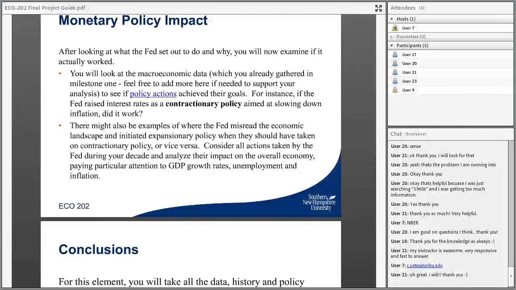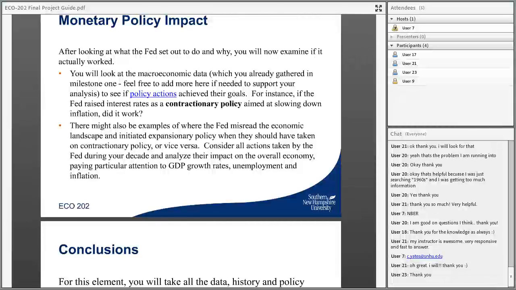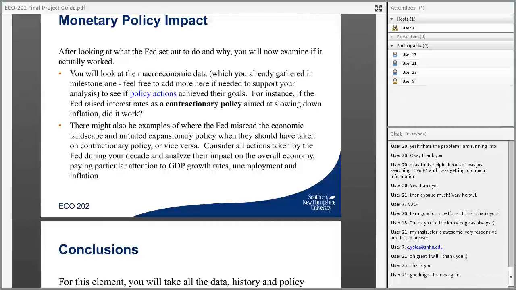If you want to, you can email me at cyates@snu.edu. If you email me, I can find you the article that I'm talking about of the Federal Reserve history, Gabriella and Candace, just in case you don't find it. Save my email and you can email me, and I'll be able to find it for you.